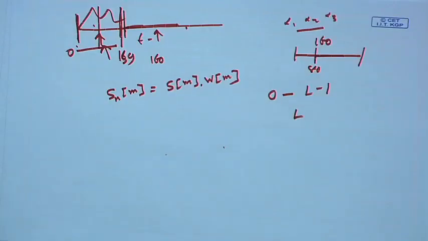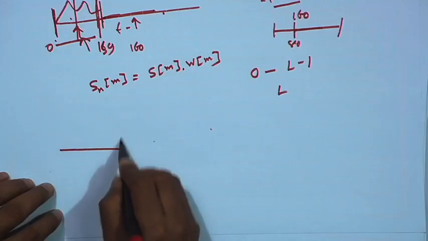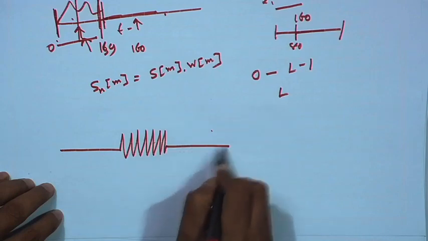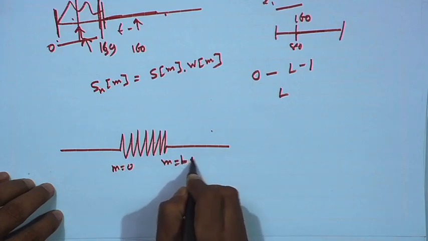Outside the window length, I consider the signal to be 0. There is a speech signal, but outside the window length the signal is 0. This part is a concept. What is the concept behind the autocorrelation method? I take a small window of signal; outside the window the signal is 0 and within the window the signal is there. So, this is m equal to 0, and this is m equal to L minus 1.